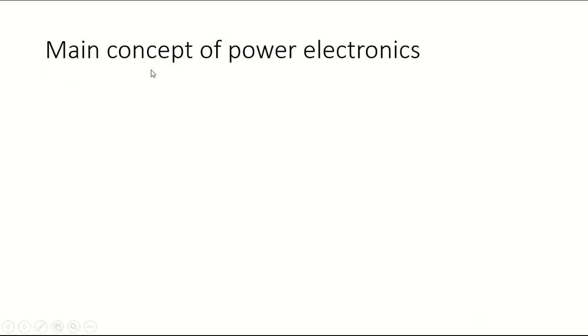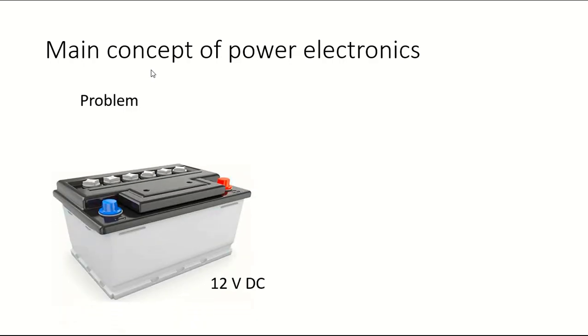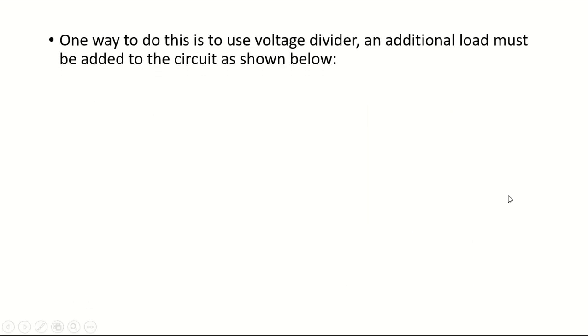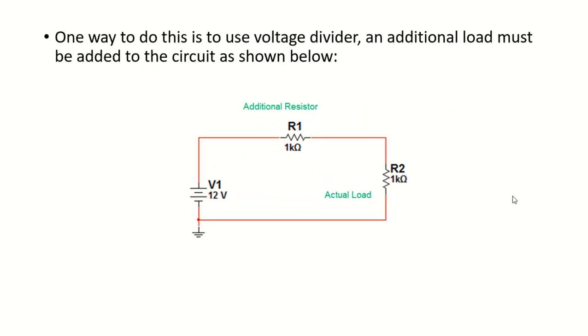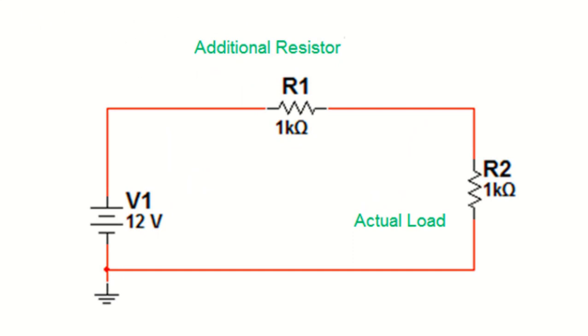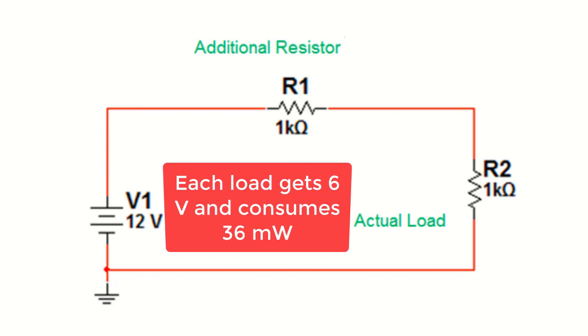Let's assume that we have a battery that provides 12 volt DC and we want to turn on a load that needs only 6 volt DC. Obviously, there is a voltage mismatch. How can we connect them? One way to connect them is to have an additional load that forms a voltage divider with the desired load. Each one of these two loads will get 6 volt, but the additional load consumes unnecessary power.